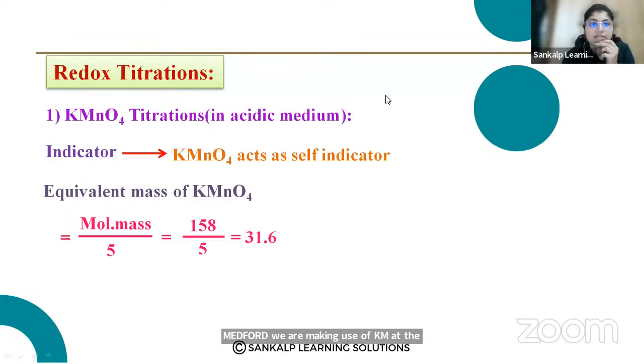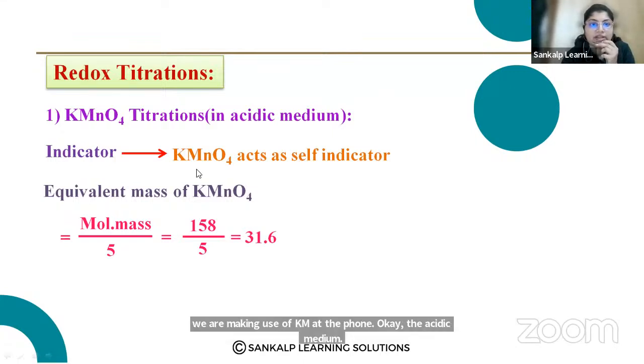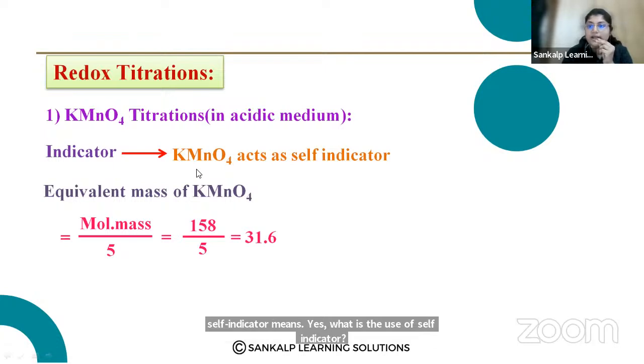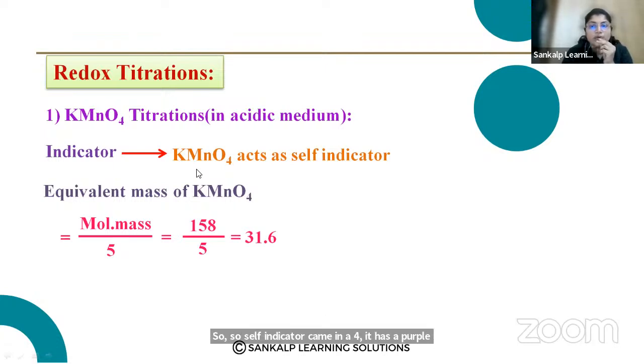So KMnO4 self-indicator means what? What is the use of a self-indicator? KMnO4 has a purple color. So we are not making use of any other indicator. This KMnO4 itself acts as an indicator, so it is called a self-indicator.